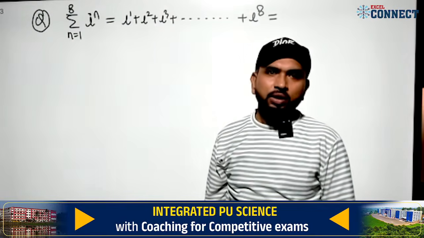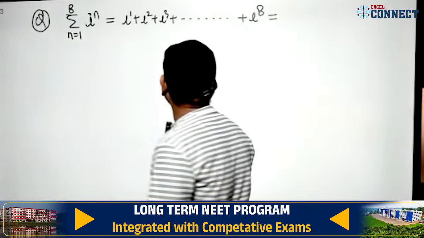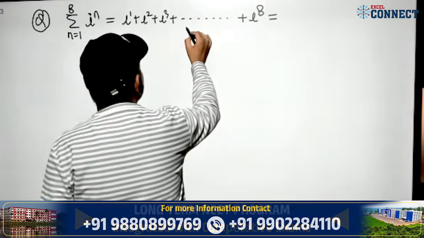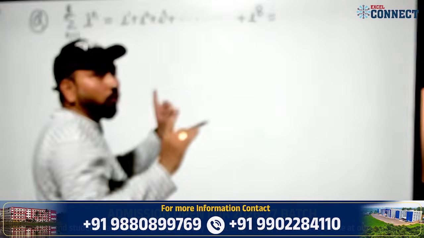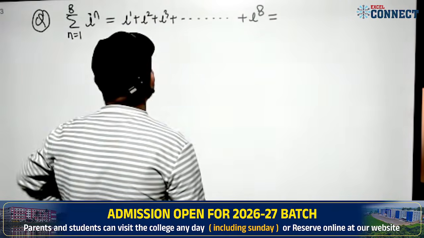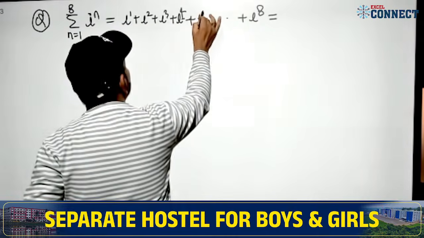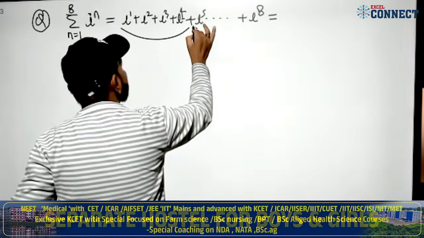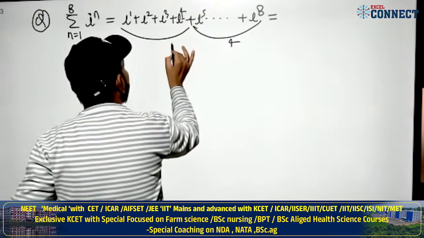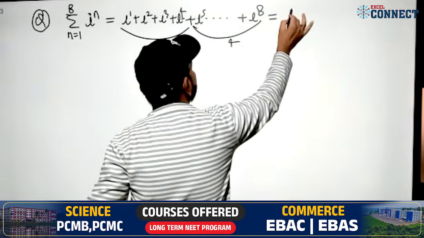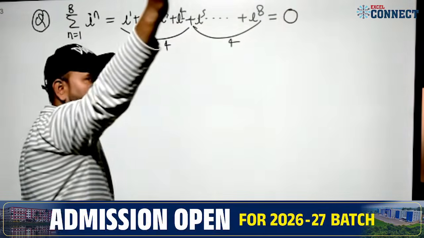Yes, 0. 36 is the wrong answer. The answer is 0, because I just discussed the concept. What is the summation of four consecutive terms? It is 0. So actually here, iota power 4 also plus iota power 5 also. So this is four consecutive terms, and this is also four terms. So the summation of 8 terms is what? The answer is 0. Yes or no?